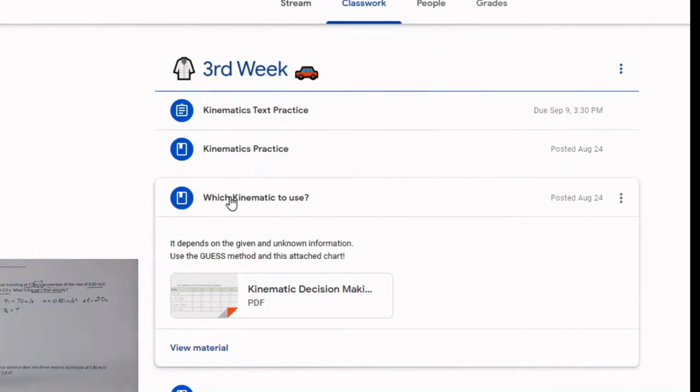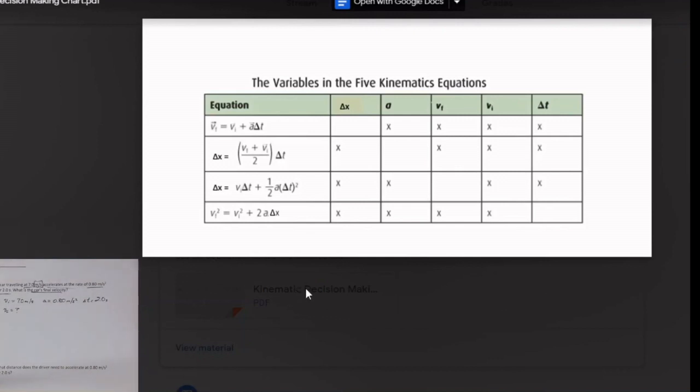So we're going to choose which kinematic equation, and this decision-making chart will help you. Here we have VI, A, delta t, and VF. And so we're going to find that on this chart. We need VF, VI, delta t, and acceleration, and it doesn't have a delta x. So that's going to be this first equation. So that's the one we're going to choose.